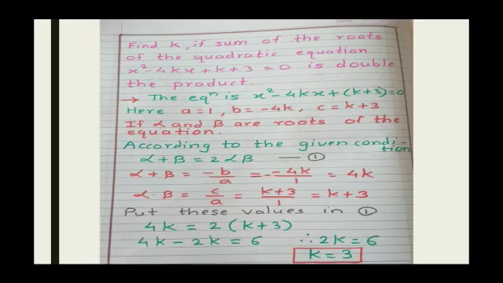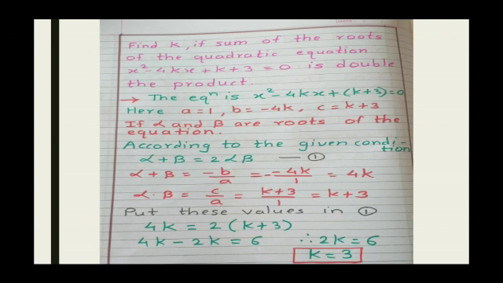Find k if sum of the roots of the quadratic equation x square minus 4kx plus k plus 3 is equal to 0 is double the product. The equation is x square minus 4kx plus, in bracket I have put k plus 3 because it is the constant term c, is equal to 0. Here a is equal to 1, b is equal to minus 4k, c is equal to k plus 3.